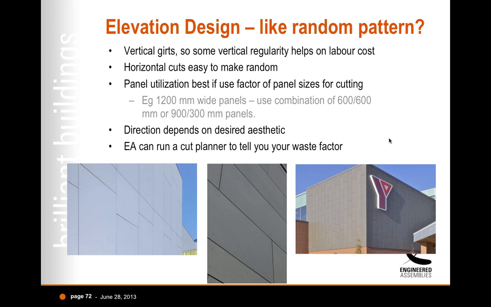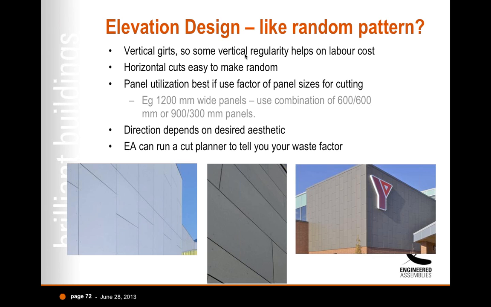So the types of things that affect cost and panel utilization go as follows. Vertical girts are the key part. We need to have some vertical regularity to help out labor costs. It takes a whole lot less to have an installer put everything on 300 on center as opposed to having these vertical girts staggered all around. The horizontal cutting is pretty easy to make horizontal variation.